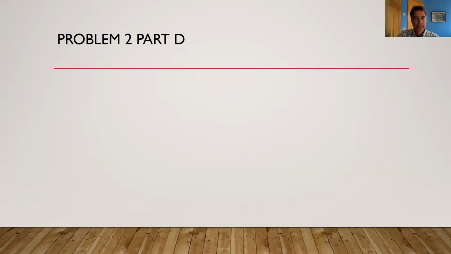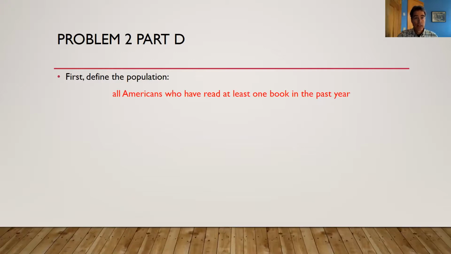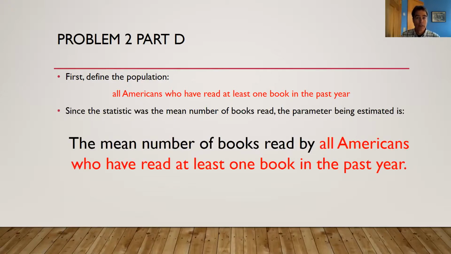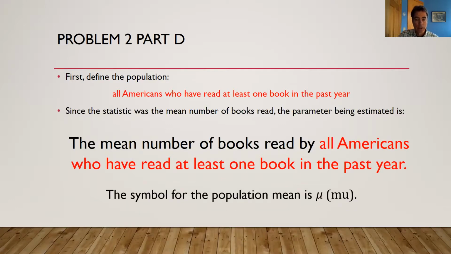In number 2, part D, again, we want to begin by defining the population. In this case, it's all Americans who have read at least one book in the past year. And the statistic was the mean number of books read. So the parameter being estimated is the mean number of books read by all Americans who have read at least one book in the past year. The symbol for that is the Greek letter mu. If you're writing this out on a test or using a word processor, and you don't know how to insert mu, you can just write out "mu."